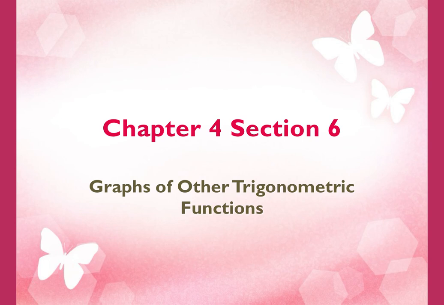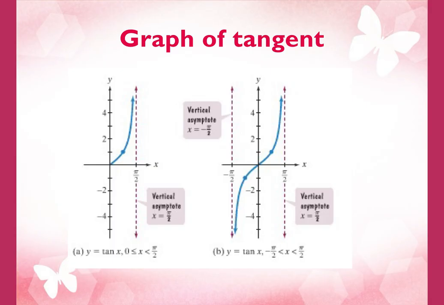All right, 4-6 is called graphs of other trig functions. So in 4-5, we did sine and cosine, and then we're going to build on that. We're going to do tangent, cotangent, which are completely different from sine and cosine, but similar to each other. And then we're going to do secant and cosecant, which directly piggyback off of sine and cosine. So we're going to get some more practice with those two.